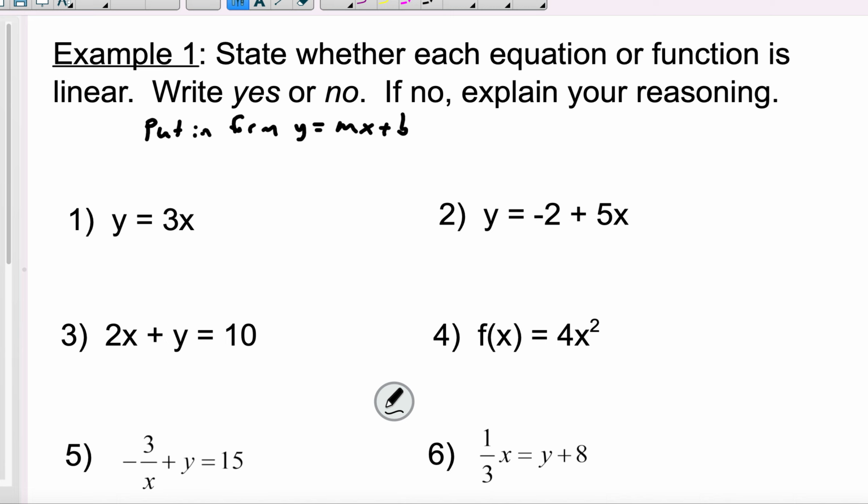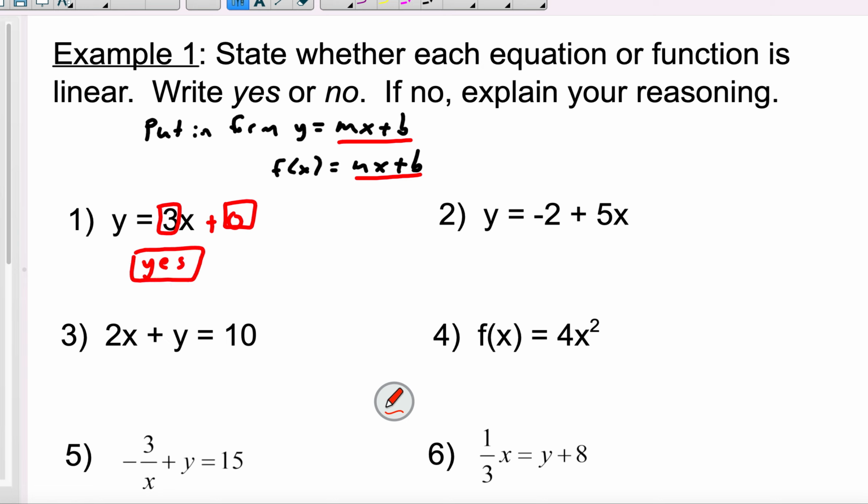Or if I use function notation, I can substitute f of x in here for y and see, can I write it in mx plus b form? So our first example there is y equals 3x. If I were to add, for instance, a plus 0 here, then it's going to look exactly like y equals mx plus b, or f of x equals mx plus b. Because you can see your slope here is 3, and your y-intercept here would be b, which would be 0. So yes, that is a linear function.